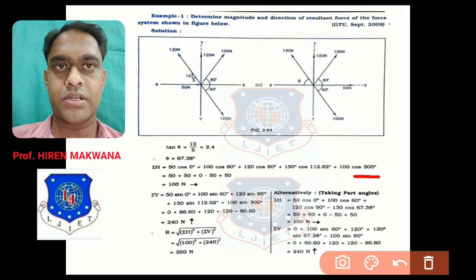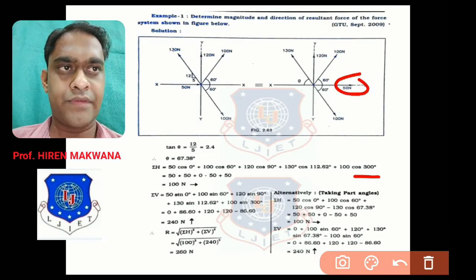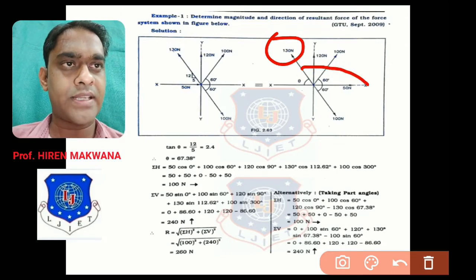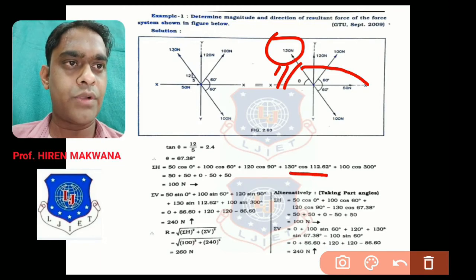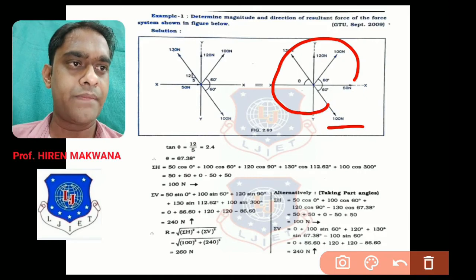So these are the horizontal components. Remember and listen to me carefully. First force is 50, angle is 0, so it will be 50 cos 0. Second one is 100, angle is 60, so 100 cos 60. Third force is 120, so 120 cos 90, angle is 90 degree. Fourth force is 130, angle is from x-axis 180 minus 67.38, so it will be 112.62. Fifth force is 100, angle will be 300.